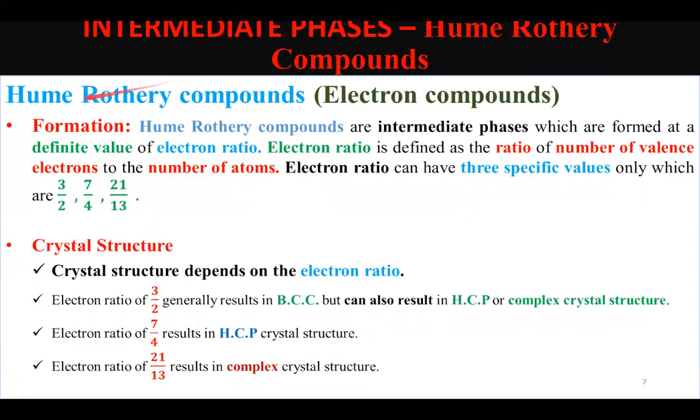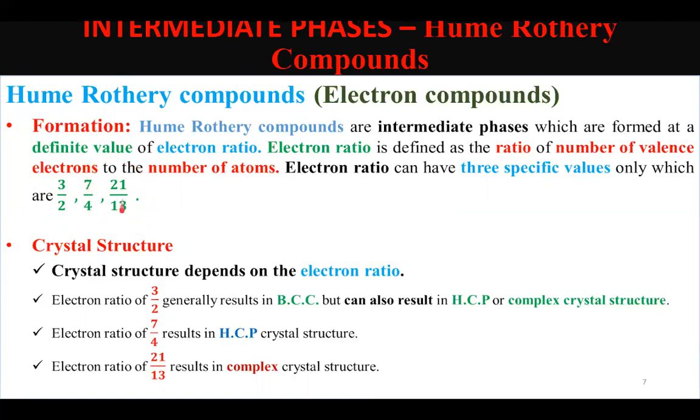And for an intermediate phase to be a Hume-Rothery compound, it has been investigated and found out by researchers that this electron ratio will have 3 specific values only. Either it would be 3/2 or 7/4 or 21/13. So these 3 ratios are 21/14, 21/12, and 21/13, which cut down to 3/2, 7/4, 21/13. And if this compound is getting formed and it has got one of these ratios, we'll explain with an example how we arrive at this 3/2 or 7/4 or 21/13, and what exactly it means.